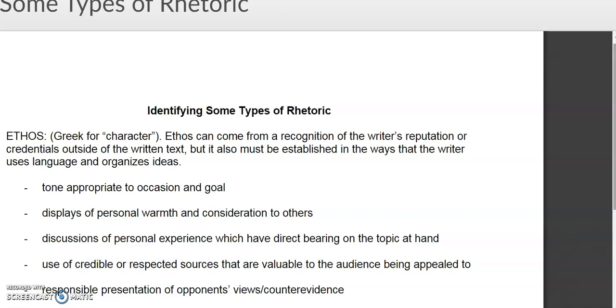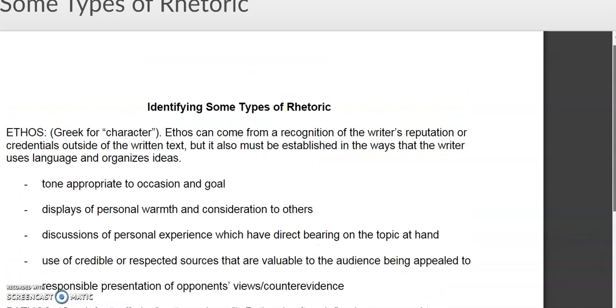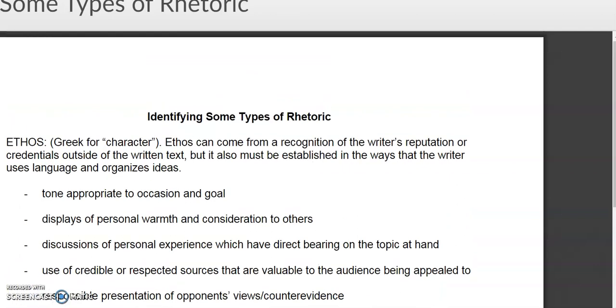So I already talked in the PowerPoint presentation about ethos. This is how the writer presents him or herself as somebody worth listening to. This can be established through tone, it can be established through credentials, it can be established in all kinds of ways, but here are some things that you might look for when you're looking at somebody's ethos. Are they speaking in a way that's appropriate to the moment? Are they treating their audience with respect? Are they talking about personal experience that might have some bearing on the topic at hand, either professional experience, direct experience, and things like that?